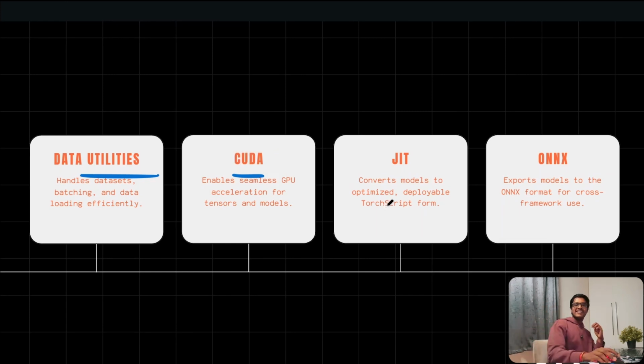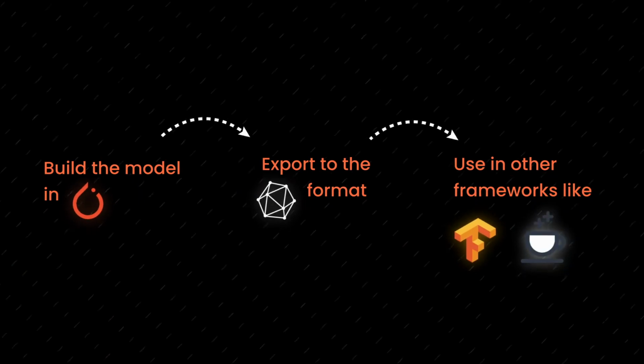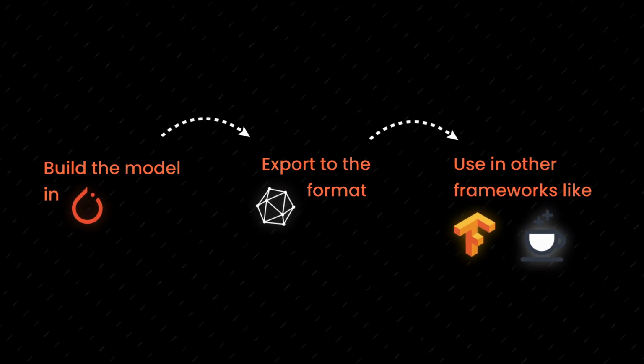tensor related operations. Next up, the JIT module, which is short for just-in-time compiler, and this is what helps in converting our PyTorch models into TorchScript so that we can use them in other environments rather than just sticking to Python. Next up, the ONNX package, which makes our PyTorch models compatible with other frameworks. So the idea is simple. We build our PyTorch model. Now we export this to an ONNX format so that we can use it in other frameworks like TensorFlow, Caffe2, etc. So that we are not just limited to PyTorch.